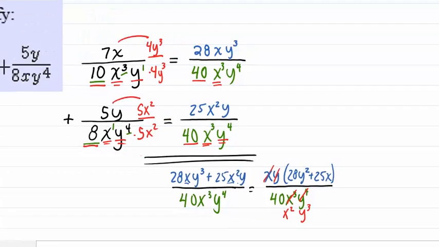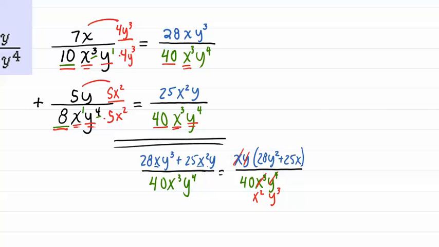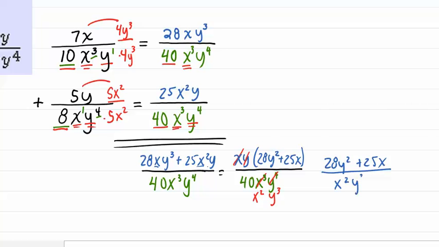So now we're down at our final answer. And so on top we have 28y squared plus 25x. And on the bottom, x squared y cubed. Oops, we got a 40 in there too. And a 40. So that should be our answer.